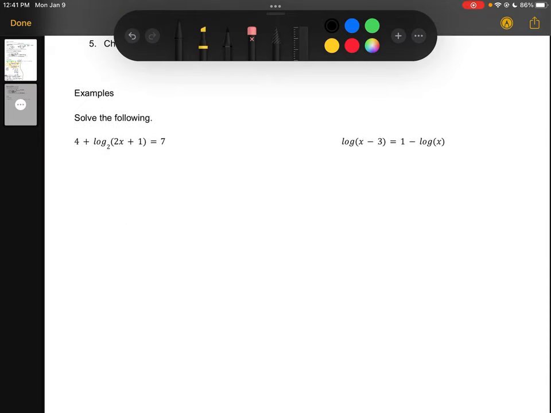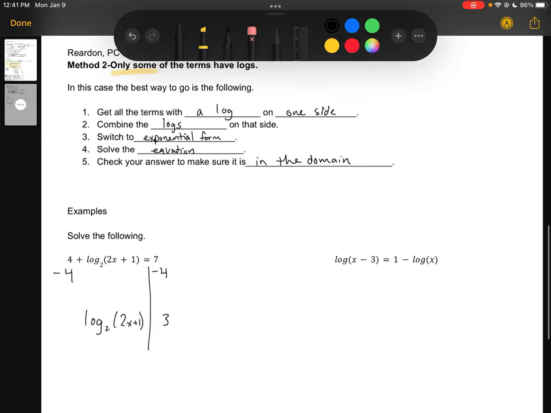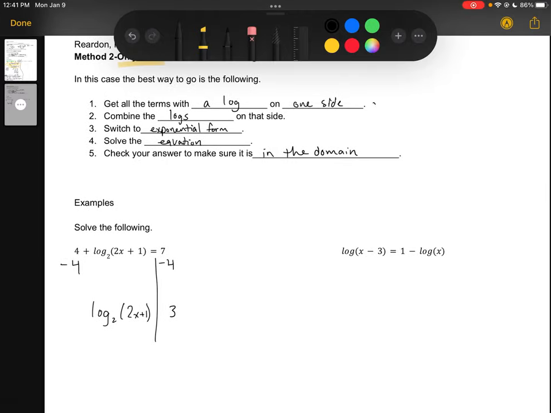Either of these questions on the bottom are good examples of this. We have some logs and some numbers. So get the logs alone. If we have 4 plus log base 2, well, we want to get that 4 out of there, get the log base 2 completely alone. So the opposite of positive 4, we can just subtract 4 on both sides. So log base 2 of 2x plus 1, and then 7 minus 4 gets us 3.